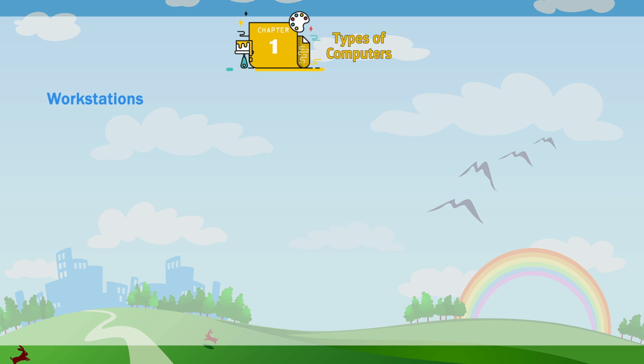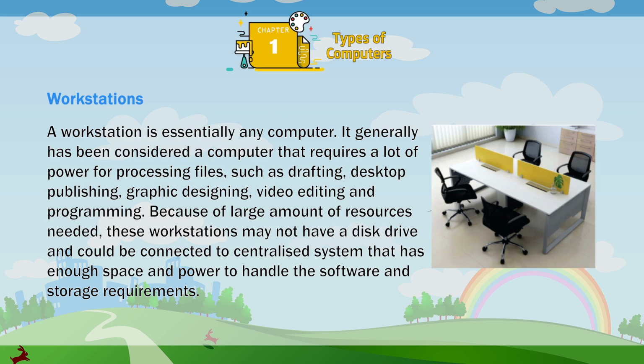Workstations. A workstation is essentially any computer. It generally has been considered a computer that requires a lot of power for processing files, such as drafting, desktop publishing, graphic designing, video editing, and programming. Because of the large amount of resources needed, these workstations may not have a disk drive and could be connected to a centralized system that has enough space and power to handle the software and storage requirements.